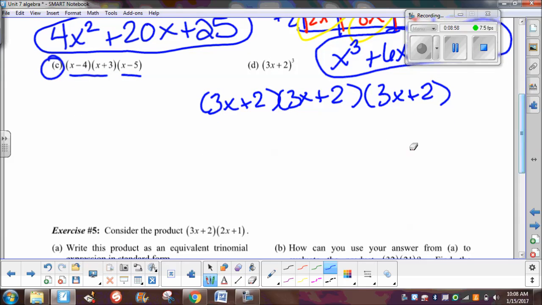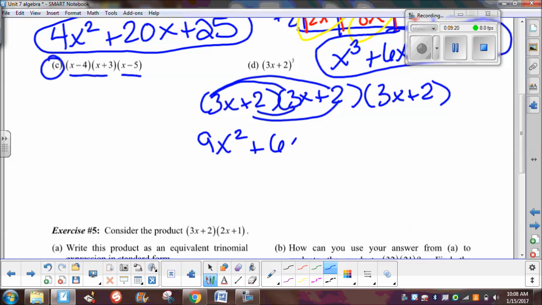So I'm going to start and I'm going to double distribute this and this times this. Okay, now the order wouldn't matter here. I could have chosen this middle binomial times this last binomial, because remember, multiplication is commutative. So the order doesn't matter. So I've got 9x squared plus 6x. And now I'm distributing the 2. So 6x plus 4. And I'm just going to bring down that last 3x plus 2 because I haven't done anything with it yet.